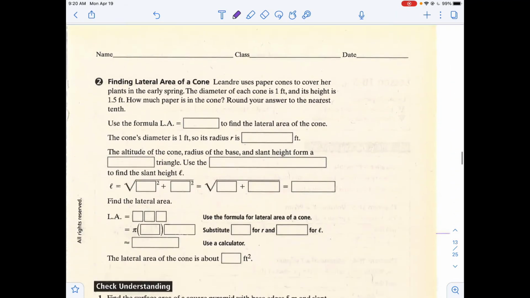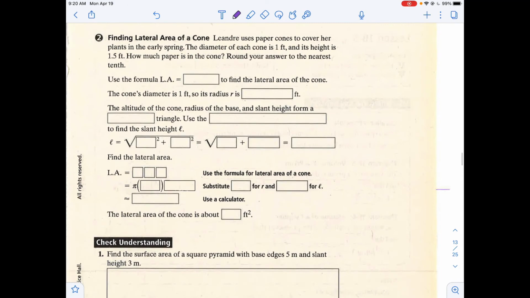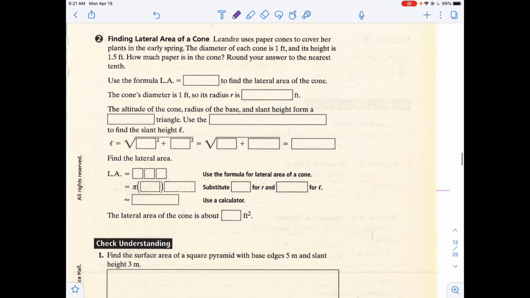Okay, let's go ahead and take a look at example 2, finding the lateral area of a cone. Leandra uses paper cones to cover plants in the early spring. The diameter of each cone is 1 foot. The height is 1.5 feet. How much paper is in the cone? Round your answer to the nearest tenth. So we need to use the lateral area formula, which is pi times r times the slant height, to find the lateral area of the cone.